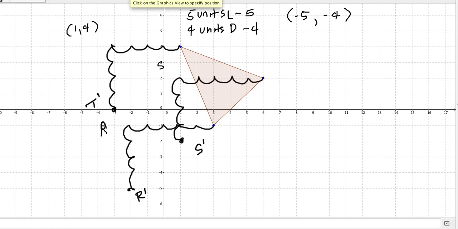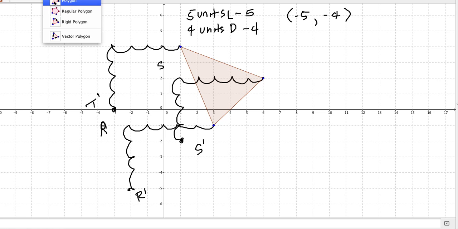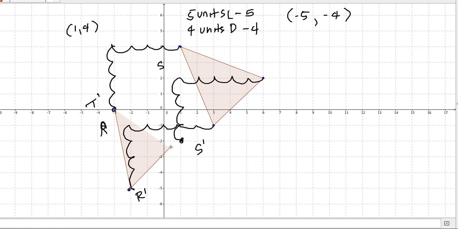Don't mind these, I don't know how to erase that for now. So what we need to do now is simply connect those points. There we go. And that is the translation of our triangle RST. We moved it 5 units to the left and 4 units down.